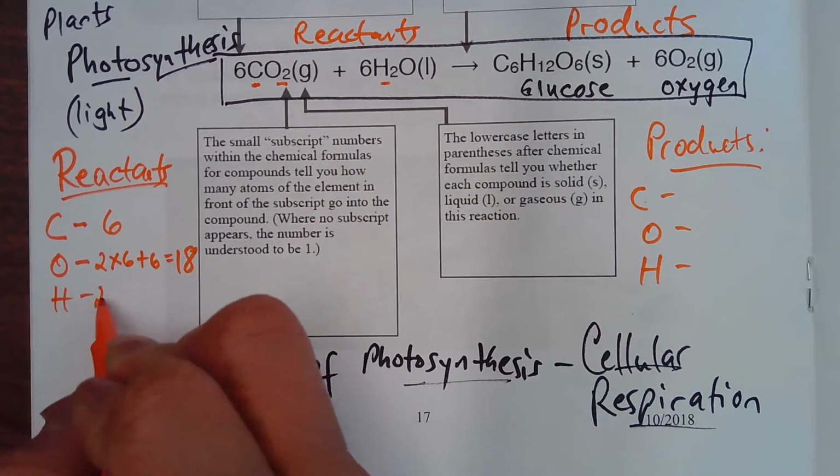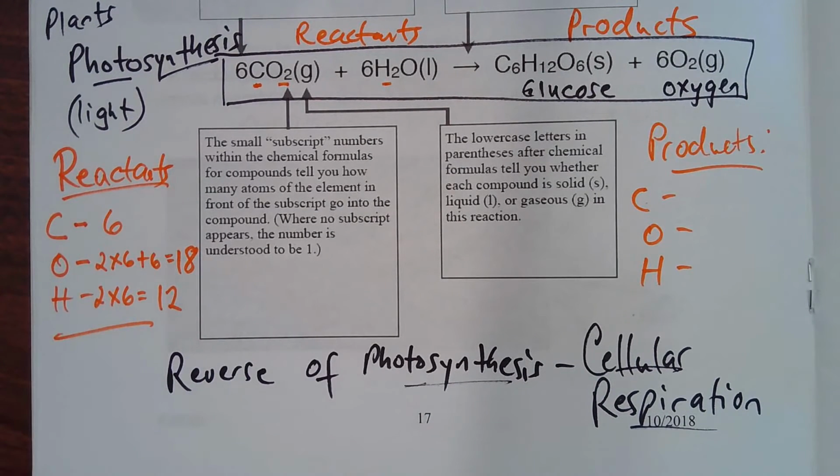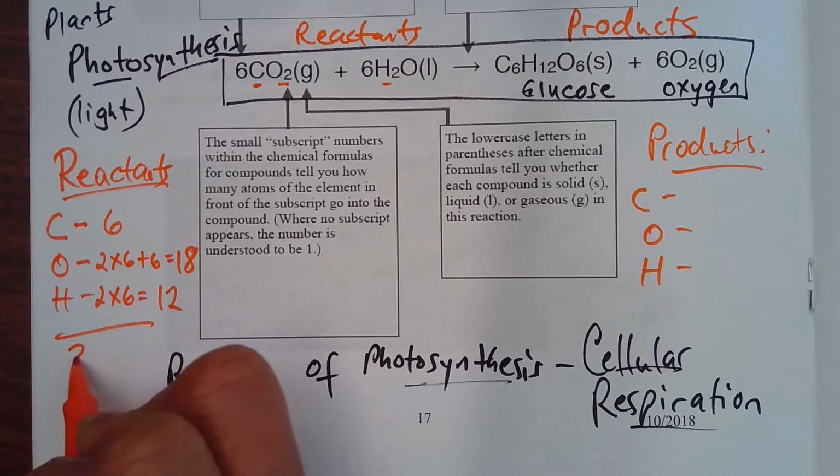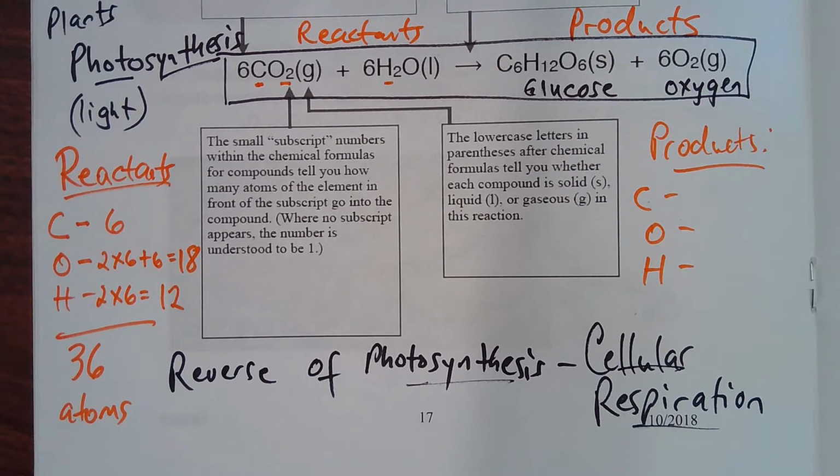Okay, so if you start with 36 atoms, how many atoms should you have? 36? Yeah, should be. You can't make more. What happens though if you have less? Could it happen that you start with 36 atoms and then you end up with 35? Can that happen? No. What do we call this? The law of conservation of mass.